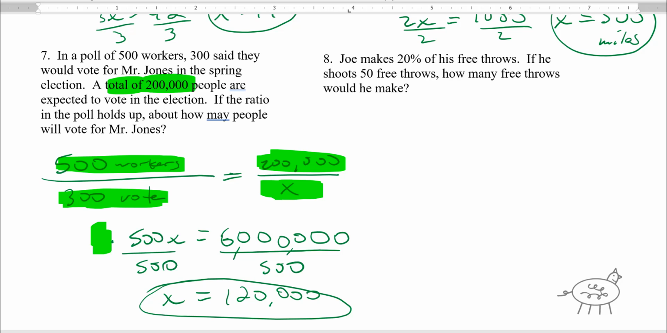And it makes sense. If 500 workers and 300 say they're going to vote for Mr. Jones, but then you have 200,000 people, 120,000, it's less people, right? 120,000 people will vote for Mr. Jones.